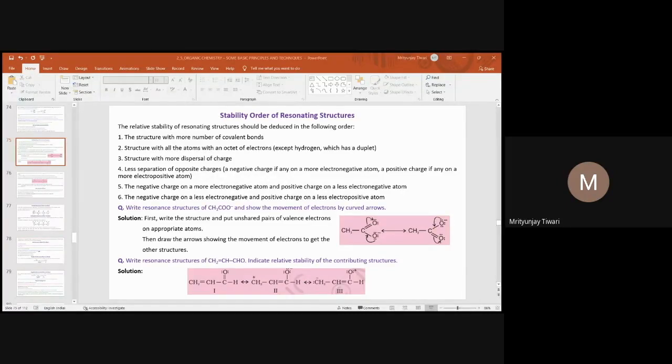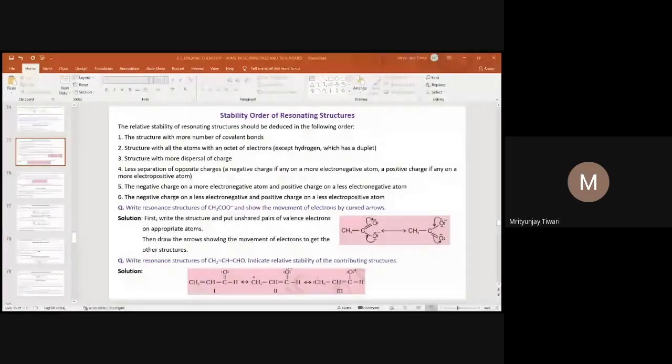Then the fifth rule is, even if you do not see any difference up to here, we look at the fifth point, and the fifth point is the negative charge on a more electronegative atom, and positive charge on a less electronegative atom. Usually a less electronegative atom is more electropositive, and a more electropositive atom has a stronger tendency to donate electrons, so it can accommodate positive charge better than if the positive charge is on the more electronegative atom.